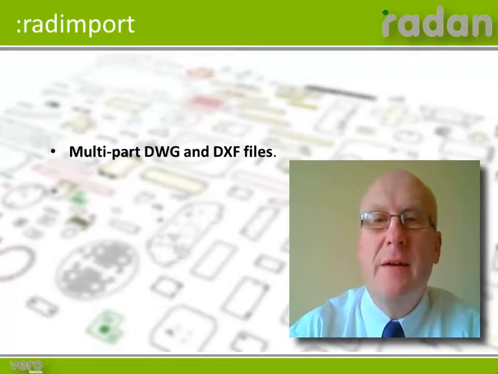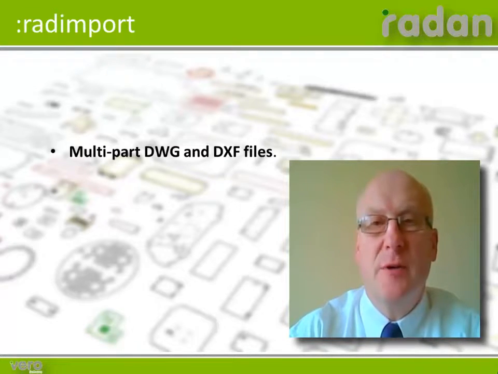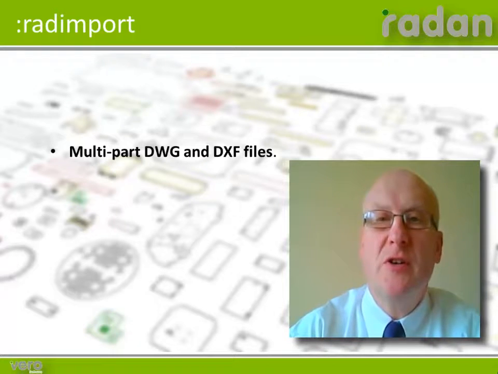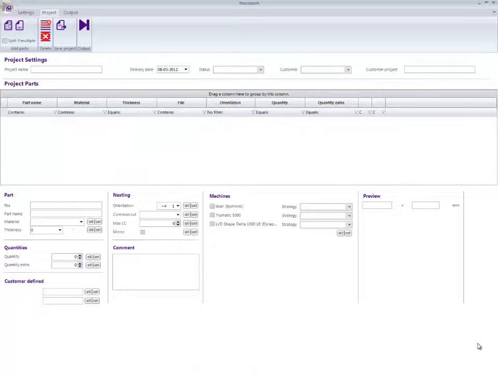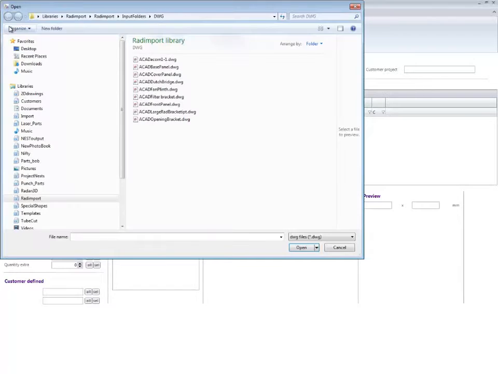Not only that, if there is any text within the drawing associated to each profile which relates to part name, material, thickness, etc., then Radimport can assign these values to attributes and save these attributes away with the symbol. Let me show you how this works. Right, I'm going to open up a multi-part DXF file. So I'm just going to browse for my file.